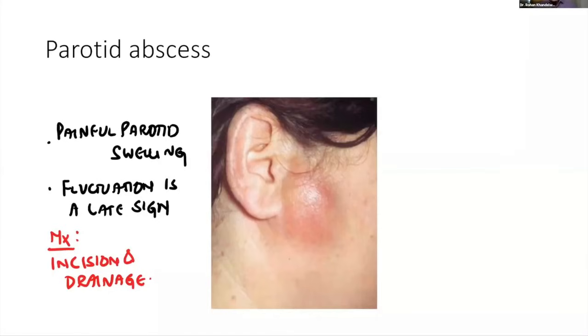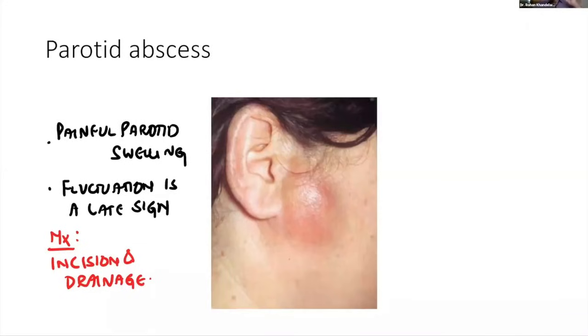Again, salivary glands is a very important topic for the FMG exam. At least one clinical scenario is definitely asked. And there were some very good questions asked from salivary glands. Some were so difficult that even postgraduate aspirants could not answer them.